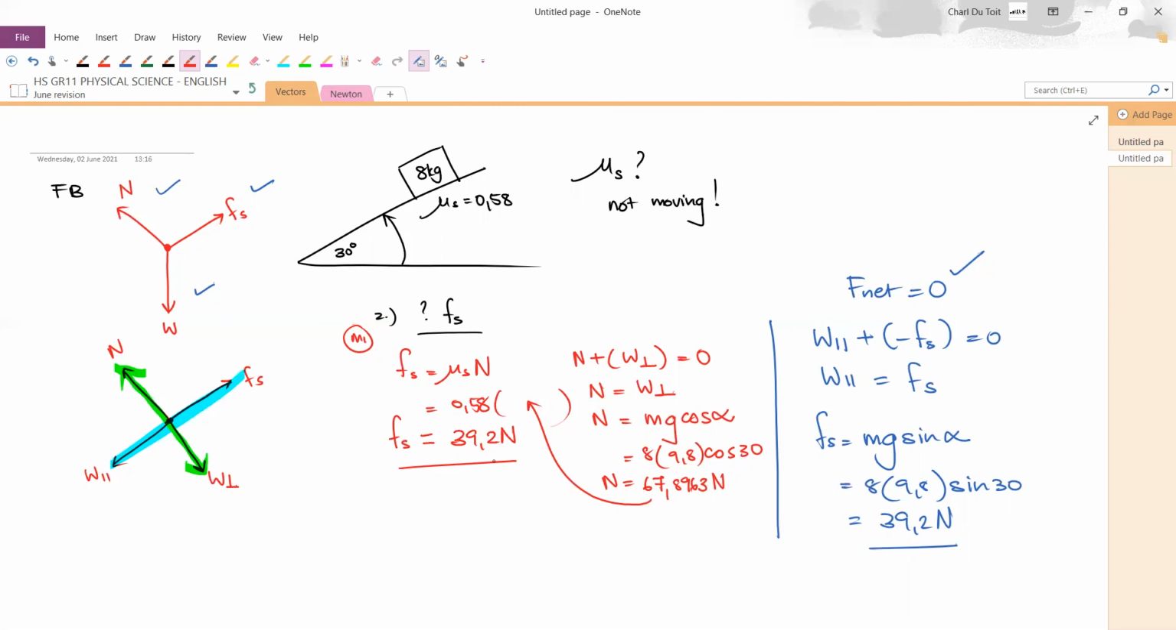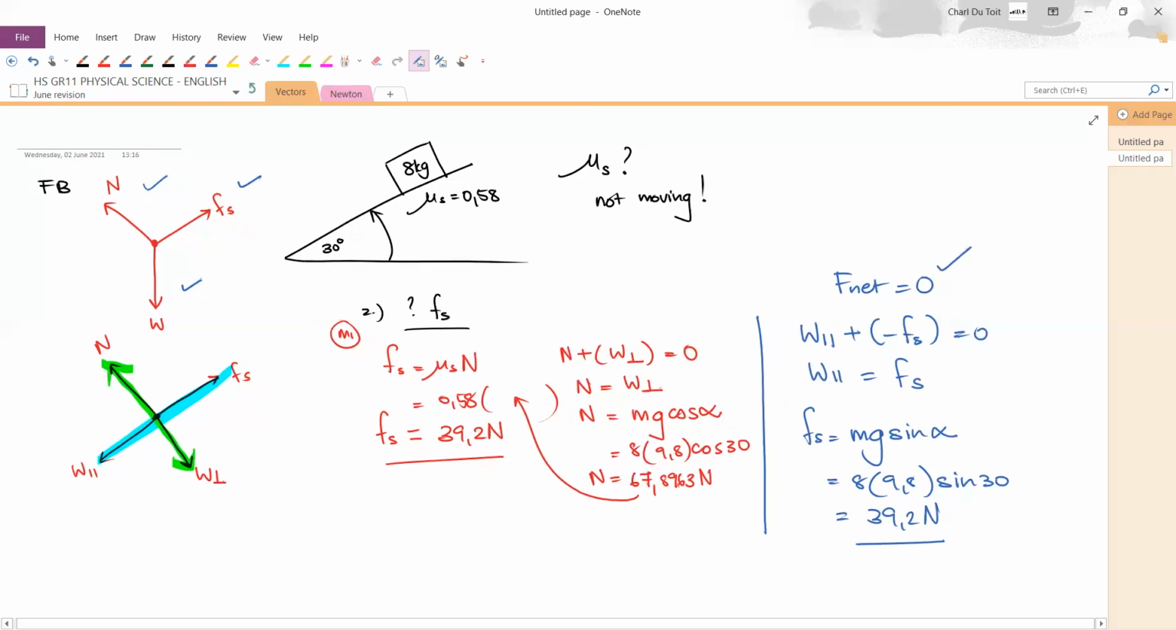9.8 sine 30 equals 39.2. Yes, sir. Okay. Otherwise, the one method won't work. I've just chosen the value there to make it less than the max, but I couldn't. What happened is I actually made it more. I made it slip too soon. So in other words, it would not have been static with that other value. Okay, that's what I did.